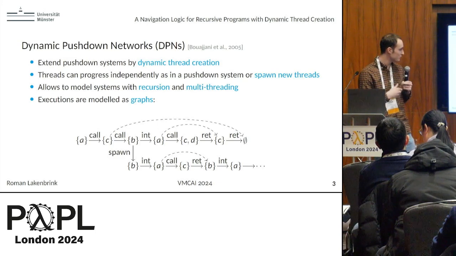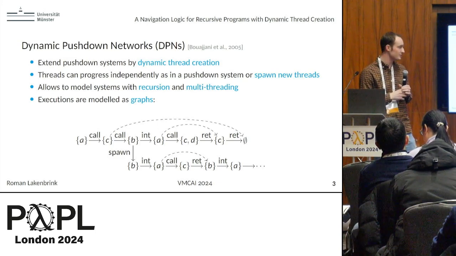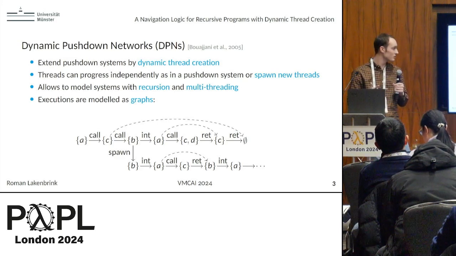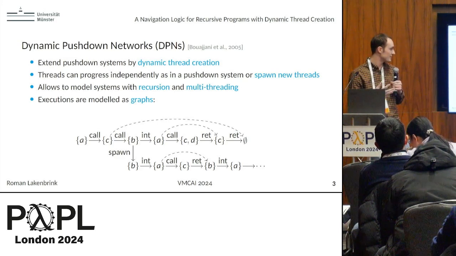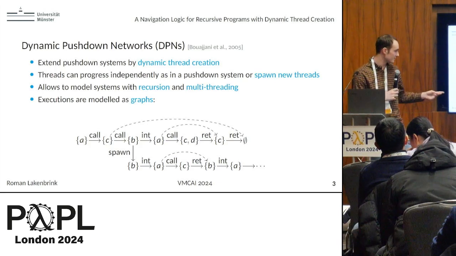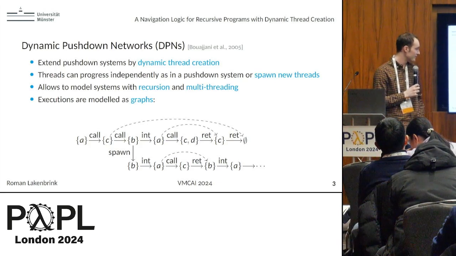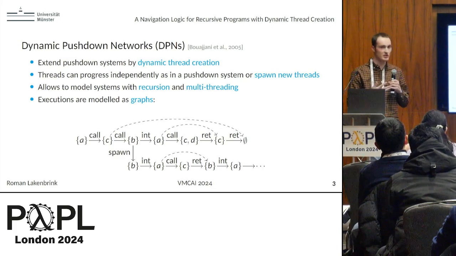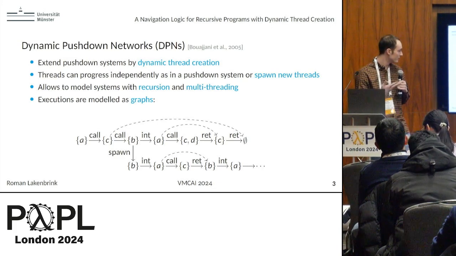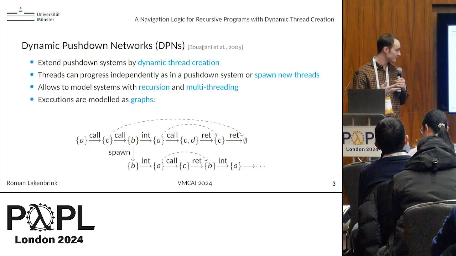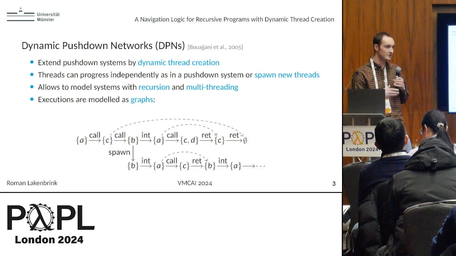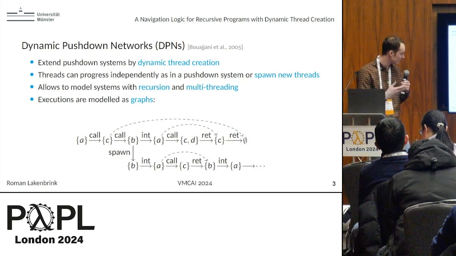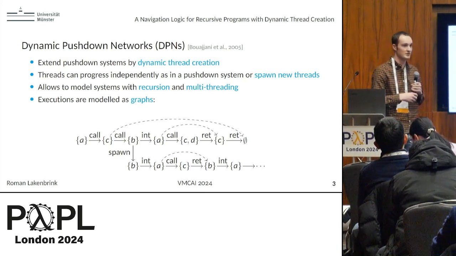Now we model executions of this model as graphs, and here you see an example. Each node in this graph corresponds to the local configuration of a single thread of the execution. For instance, in the first row here, we have the nodes for the initial thread, and the edges between these nodes specify which type of action the thread performs when moving from one configuration to the next one. We have a call edge if the thread pushes some symbol to its stack. We have a return edge if it pops some symbol from its stack. And we have an internal edge if it performs just an internal step.